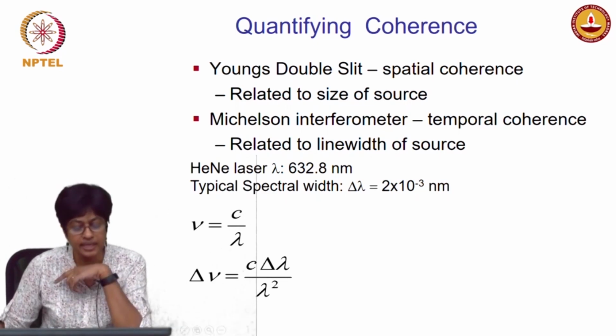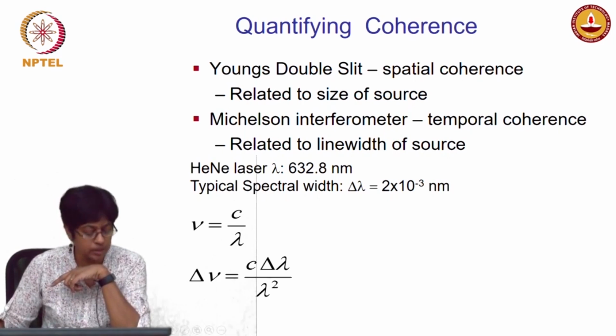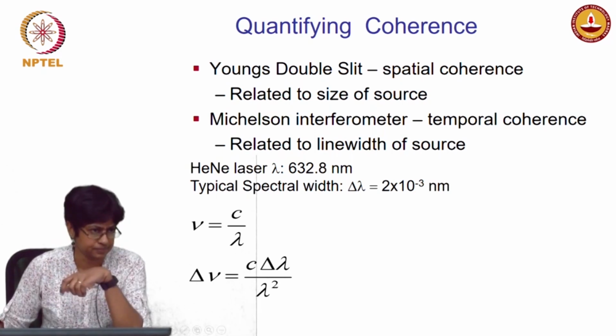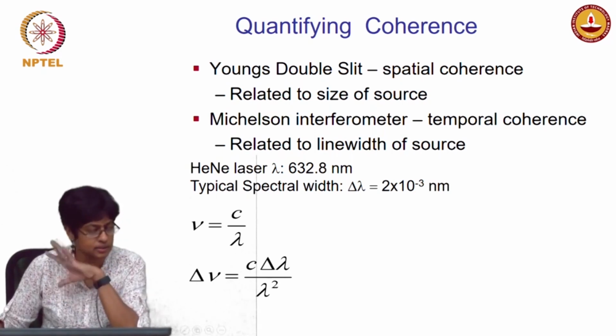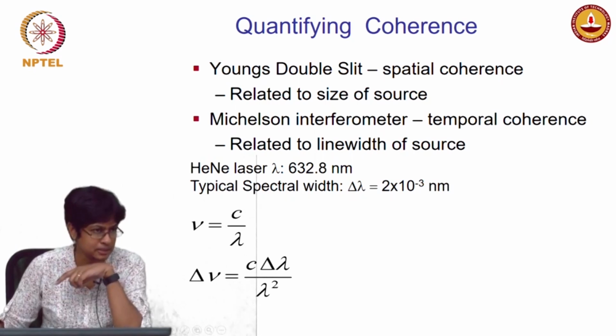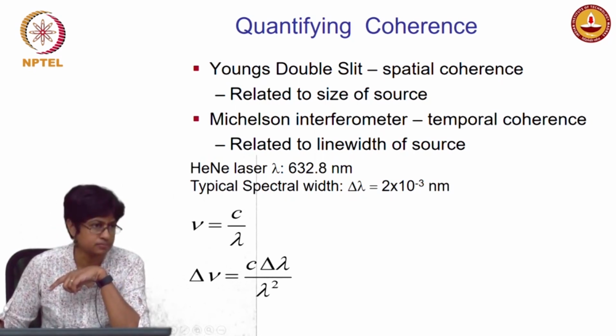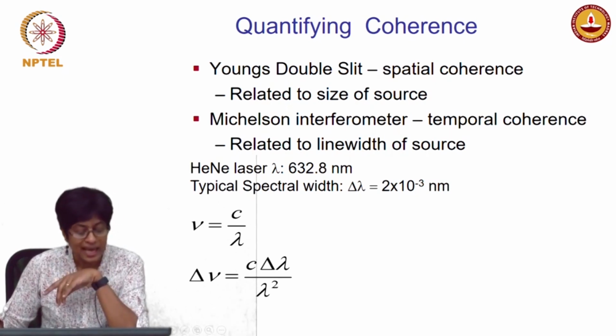So, let us look at the case of temporal coherence. We now know that the frequency of the source, nu, is equal to c by lambda. Let us assume that light is travelling in free space, so the velocity is 3 into 10 power 8 meters per second. Now, let us take a typical lab source, a helium neon laser. Its wavelength is 632.8 nanometers, so it's in the red, and its spectral width, that means a spread.